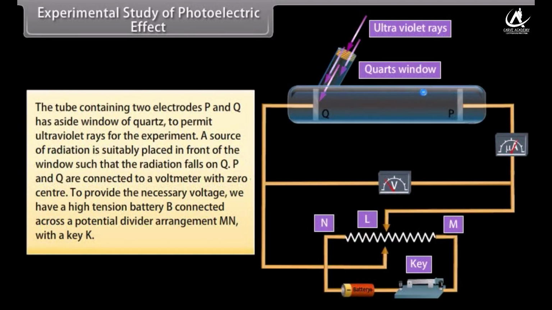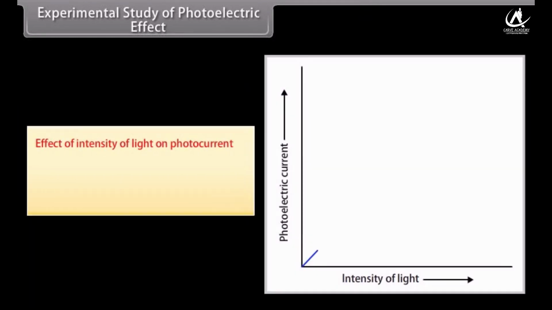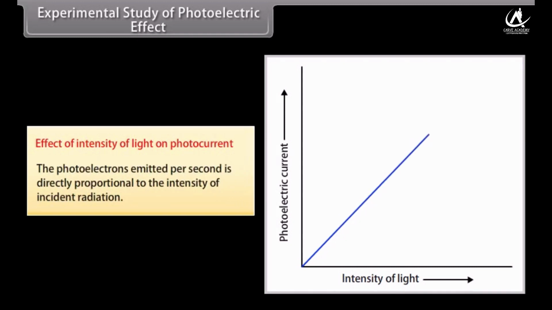Experimental study of photoelectric effect, apparatus and circuit. The tube containing two electrodes, P and Q, has a side window of quartz to permit ultraviolet rays for the experiment. A source of radiation is suitably placed in front of the window such that the radiation falls on Q. P and Q are connected to a voltmeter with zero center. To provide the necessary voltage, we have a high-tension battery B connected to a potential divider arrangement MN with a key K. Effect of intensity of light on photocurrent. The photoelectrons emitted per second is directly proportional to the intensity of incident radiation.